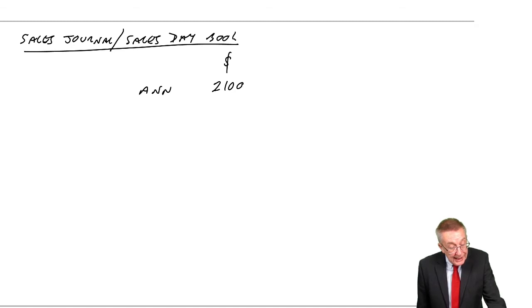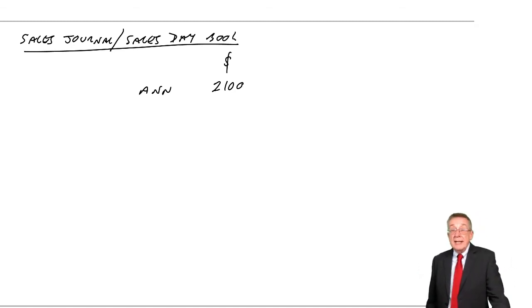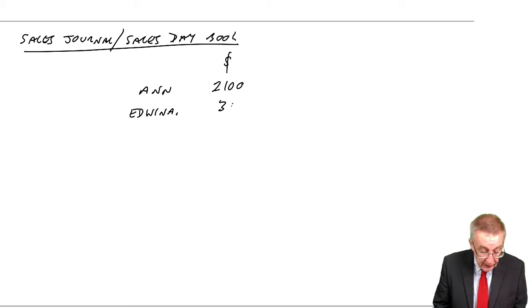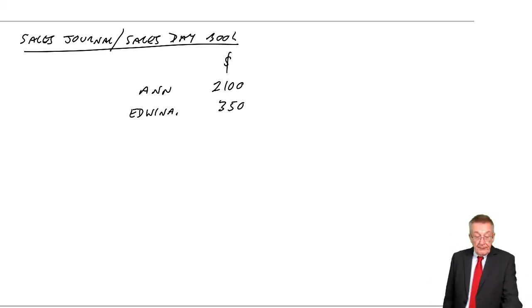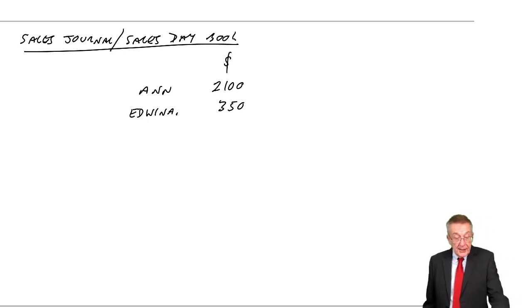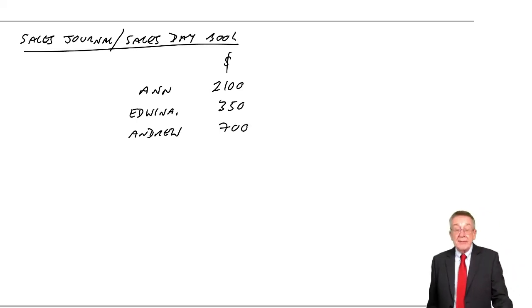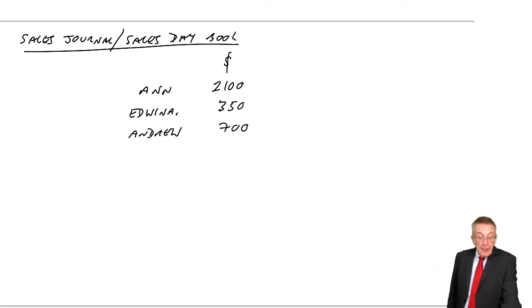That was H. I sold some chairs for 350 on credit to Edwina. So more sales on credit, this time Edwina. 350. J, again, sale of chairs on credit, this time to Andrew. For 700. K, rent for the month was paid of 300.